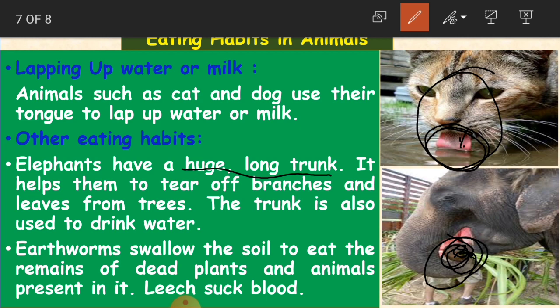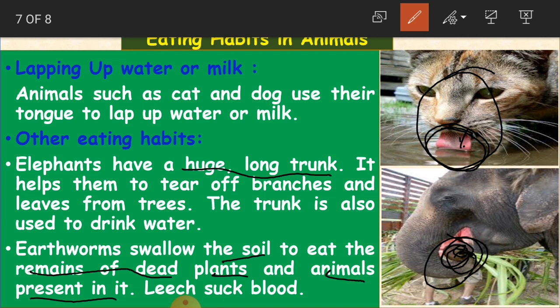Earthworms swallow the soil to eat the remains of dead plants and animals present in it. Yesterday we saw earthworms in our slides, no, children? They live in soil. And what is their food? They swallow all the remains of dead plants and animals present in the soil. In the soil there are so many dead organisms, such as dead plants, animals and insects, so earthworms swallow them as their food.